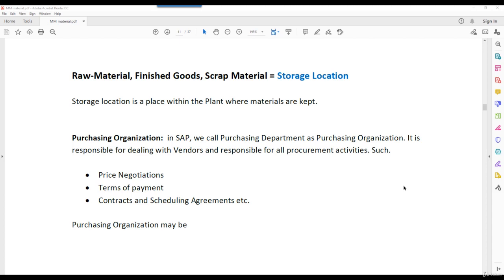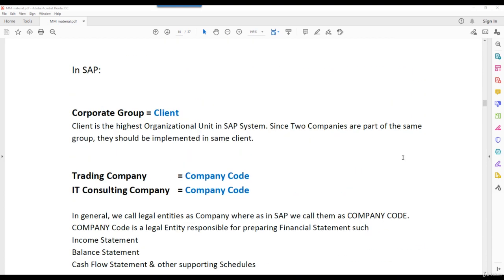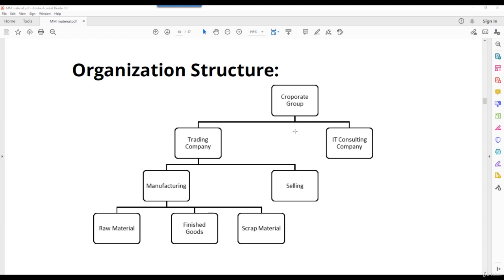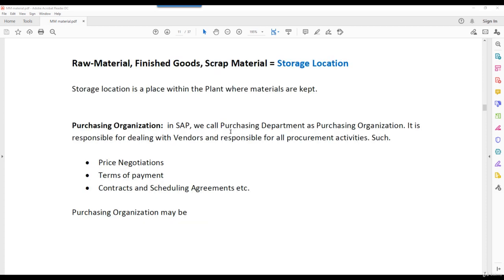Welcome back. In the previous session, we understood the organization structure. While understanding organization structure, we need to understand purchasing organization as well. Purchasing department, in general, we call this the purchasing department. They are responsible for price negotiations, payment terms, and creating the contract and scheduling agreement. Coming to SAP, we call this purchasing department the purchasing organization. So purchasing organization is nothing but purchasing department.